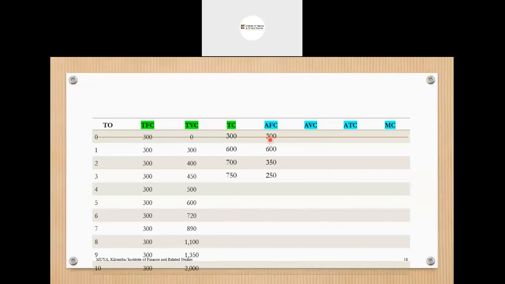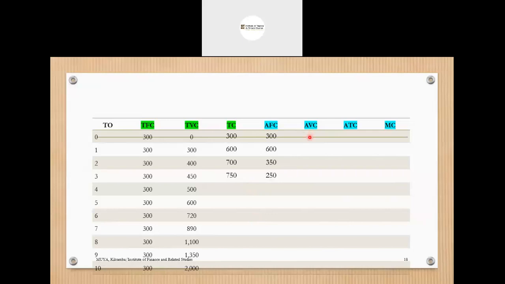We have the average fixed cost being 300. And how do we get average fixed cost? It's total fixed cost divided by output. Now, when you divide any number by 0, the answer that you get should actually be infinity. Infinity is a very big number, but the largest that this average fixed cost can be is 300. Then 600 divided by 1, that would be 600. 700 divided by the level of output, 2, is 350. 750 divided by 3, 250, and so forth.